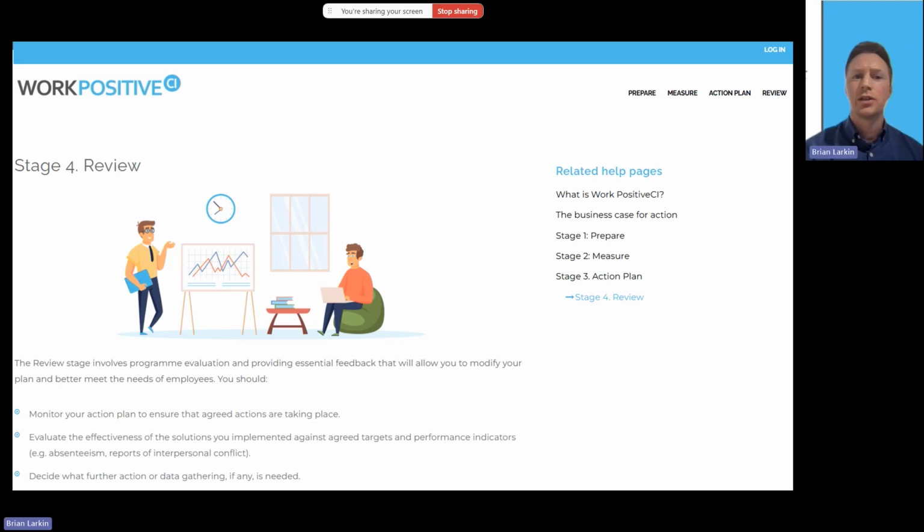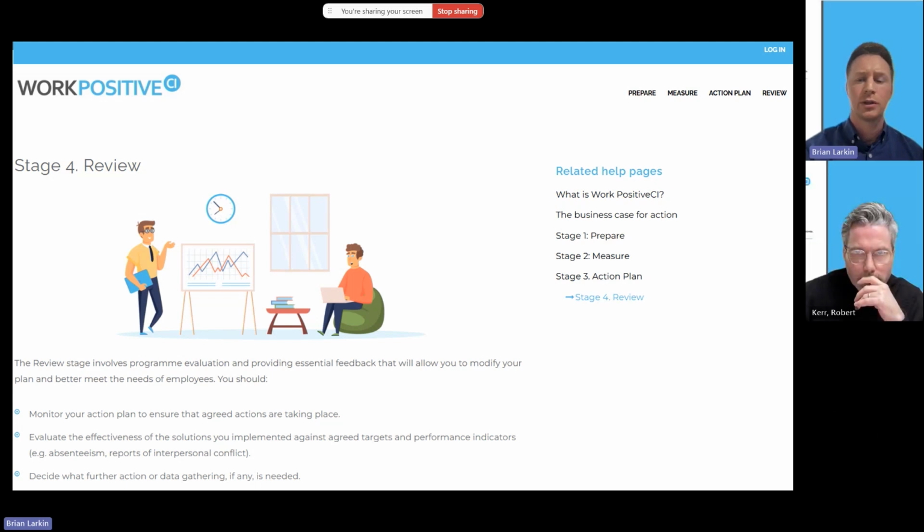Finally, the review stage. This is all around ensuring that whatever actions you have taken up to now are effective, and that well-being continues to improve over time. So you're monitoring your action plan, you're monitoring those areas that you've introduced, but you also want to evaluate how do you know things are working, and adjust as necessary and decide whether further action is needed or required.